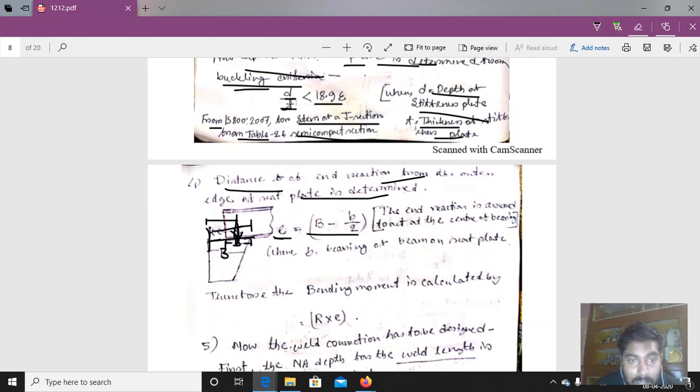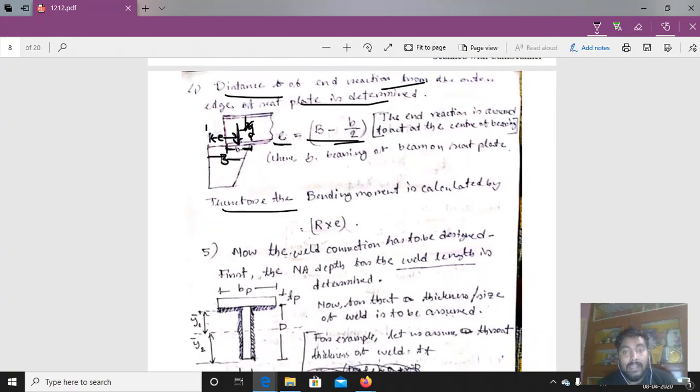Okay, let us clear all the things. So here we have to determine that value, that is equal to the E value. This is E. So the total length is B. Now that value is acting as a center of the reaction. It is assumed that it acts in the center of the bearing. So this is B by 2 from here to here. So if we subtract that, we can get that distance E.